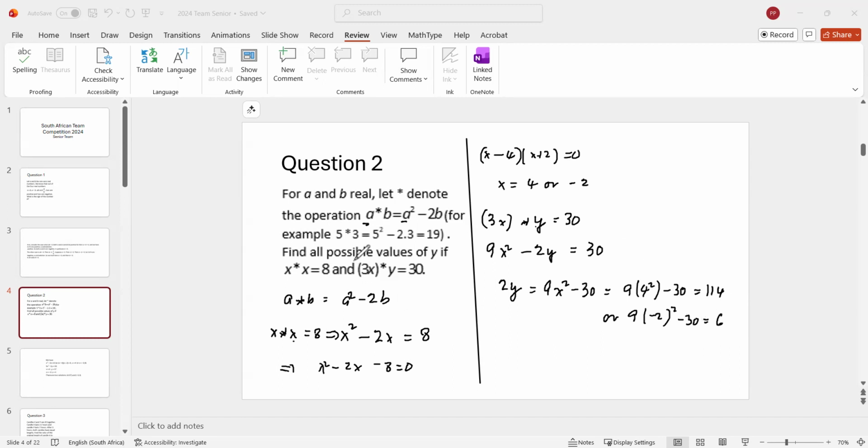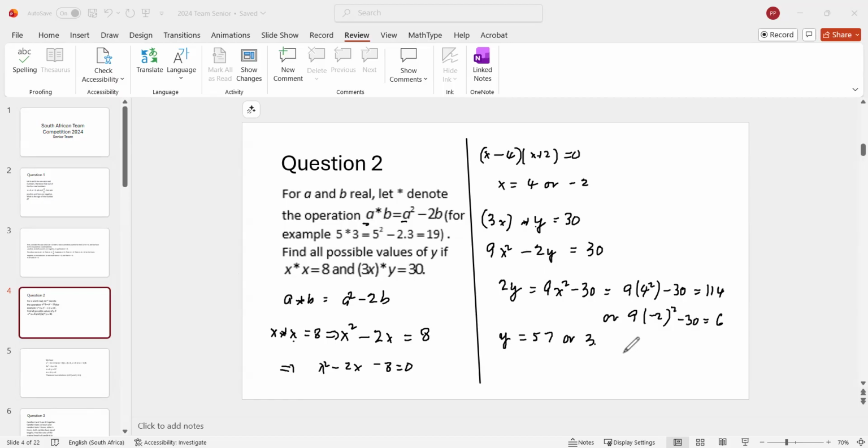So the question is find all the possible values for y. So the answer is 114 and 6. Oh, wait a minute. This is 2y. So if 2y is that, then just have to be careful here. Then y, the question is what are the values for y? Then y is 57 or 3.